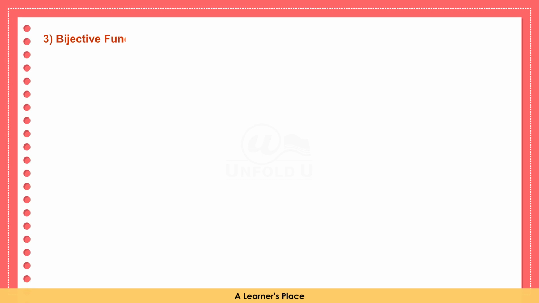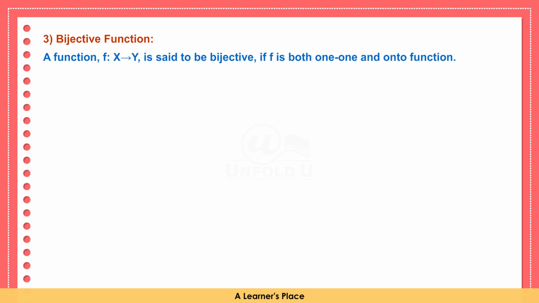Third, bijective function. A function f from set x to set y is said to be bijective if f is both 1-1 and onto function. Here, the coffee vending machine acts as a bijective function. As we have learnt the concept of functions, next we will learn about the composition of functions.